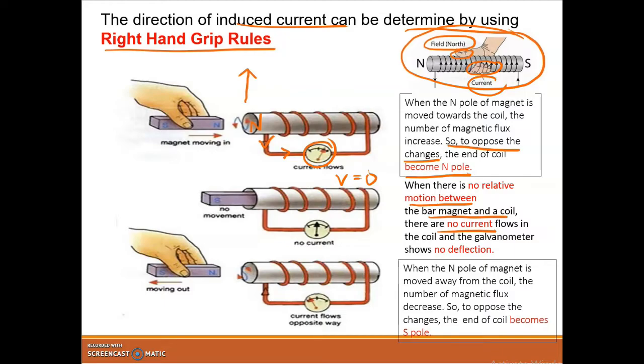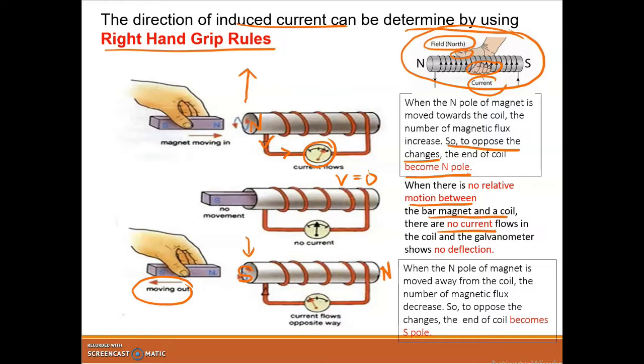And then, when we move out the permanent magnet bar, the magnetic flux will be decreasing. So, to increase the magnetic flux, how? So, our solenoid near the permanent magnet bar will behave like a south pole. Alright, so this will be the north pole.